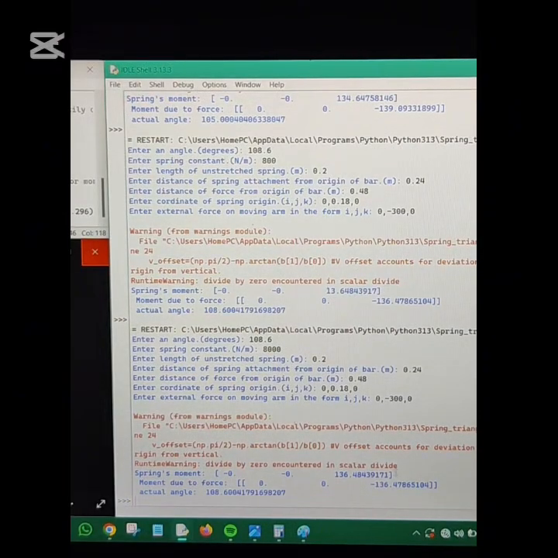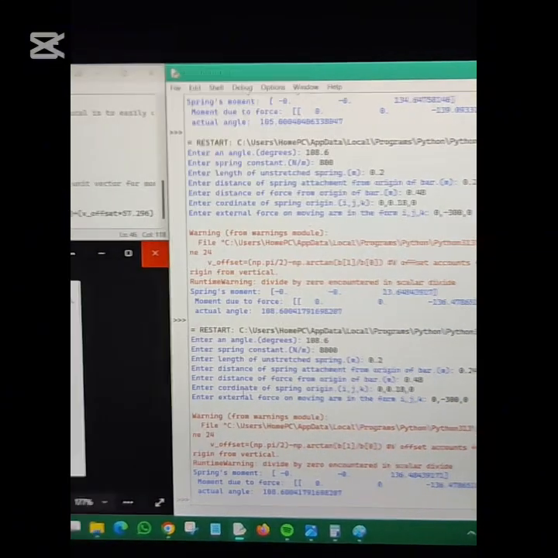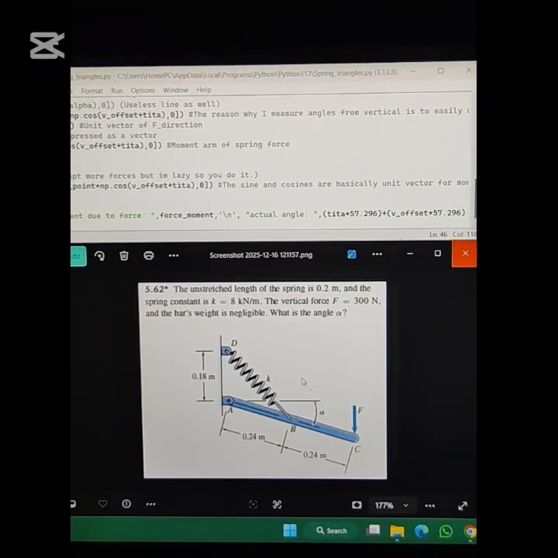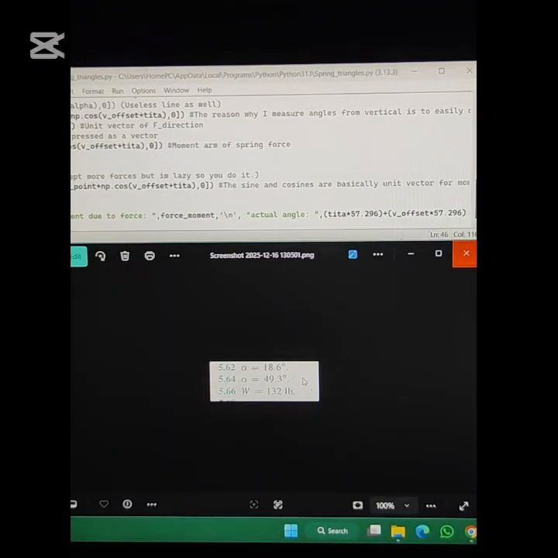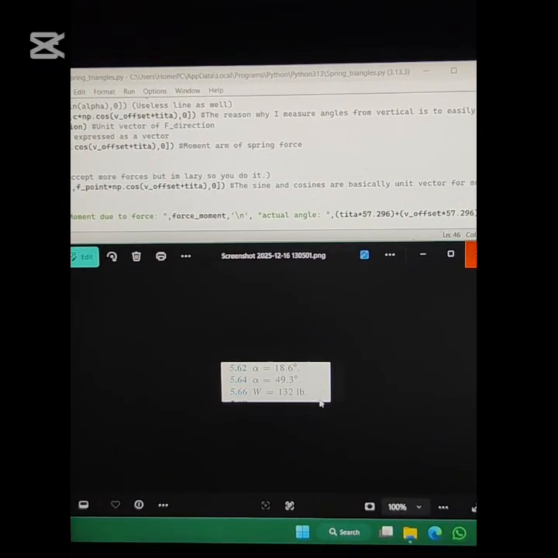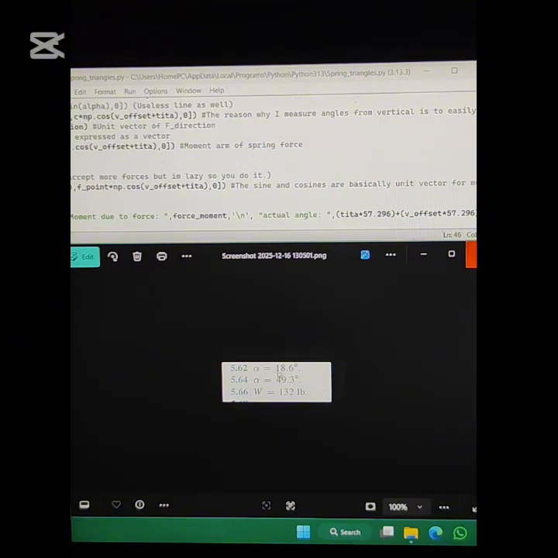So you see, the numbers are quite similar. So it's fair to assume this angle is correct. Let's check the answer from the textbook. You see? Now you see the answer. This is quite an important part. The answer for this question is 18.6. So how come what I got was 108.6?